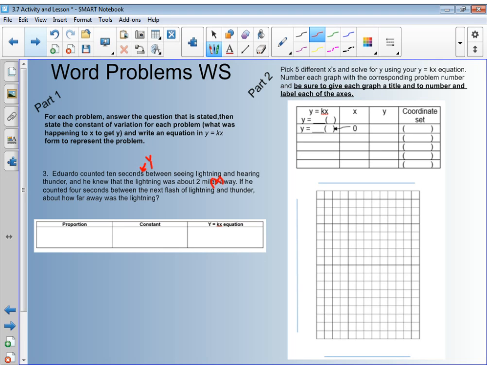Okay, so our Y is 10 seconds, so I'm going to do Y over X. So 10 seconds over 2 miles.